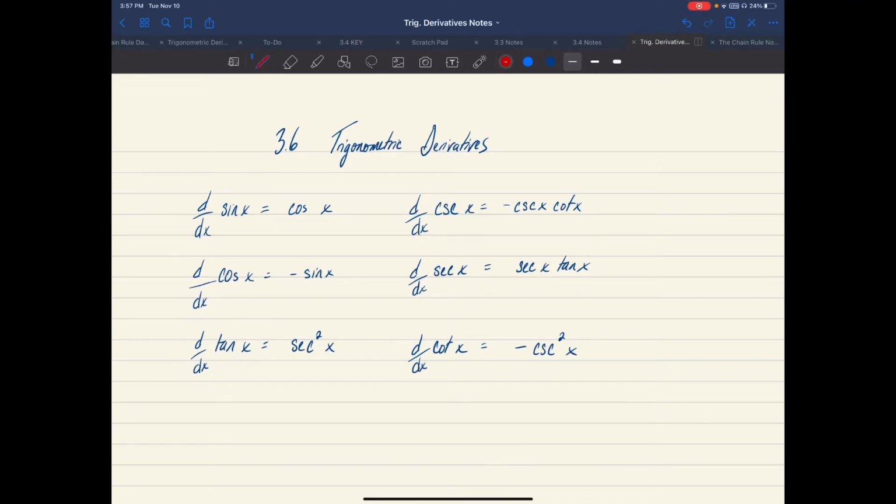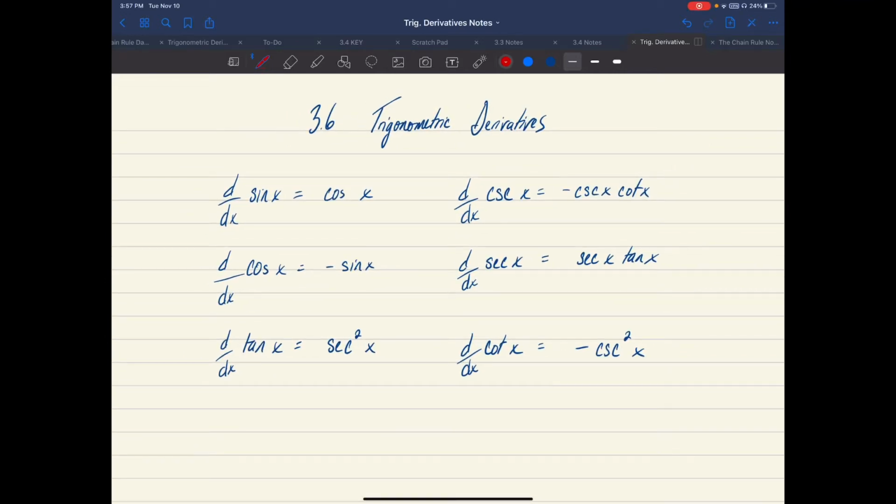These are the trigonometric derivatives. If you look at the derivative of sine is cosine, derivative of cosine is negative sine, and so on. These derivatives you do need to memorize. There's never a chart given to you when you're testing or anything like that.